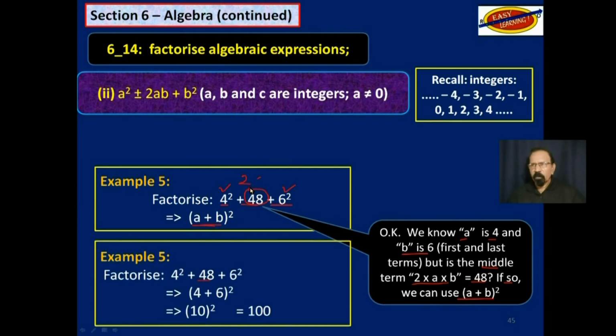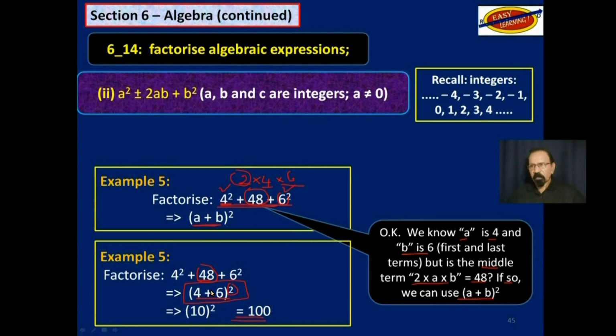Is it 2 times 4 times 6? And yes, it is. So in essence, this 48 becomes 2AB. And so we have that format, A plus B squared. So 4 plus 6 squared. You don't have to work it out, but if you do work it out, you get 100. Because we were told to factorize it, if you factorize that, we get this.